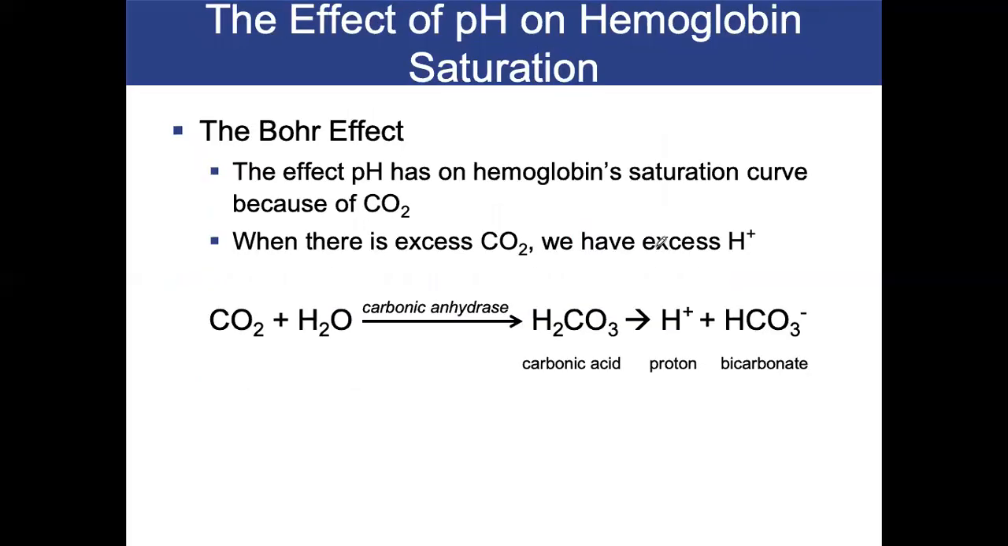Okay. The Bohr effect. The Bohr effect is the effect of pH on hemoglobin saturation. The effect pH has on hemoglobin saturation curve because of CO2. So when there is excess CO2, we have excess protons, okay? So if I took a straw and exhaled out air into my water, if I made bubbles like kids do, I would be exhaling CO2 into the water, and that would create an acid. I could use a pH indicator and time how long it took to turn acidic, right?